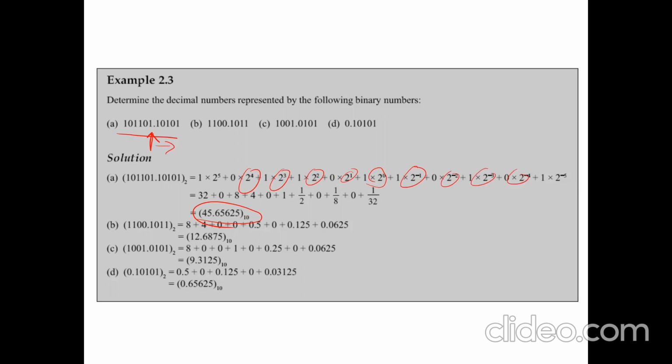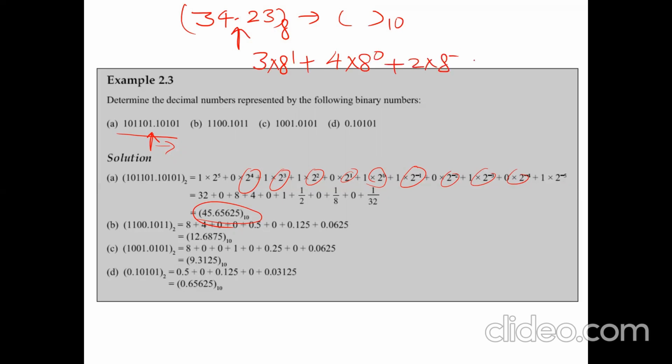We'll take a small example, 34.23 base 8. We want to convert it into the decimal number system. Always remember this arrow. On the left hand side, we have to write 4 times base, whatever is the base, raised to power 0, plus 3 into 8 raised to power 1, and so on. And on the right hand side, number 2, 8 raised to power minus 1, plus 3 into 8 raised to power minus 2.